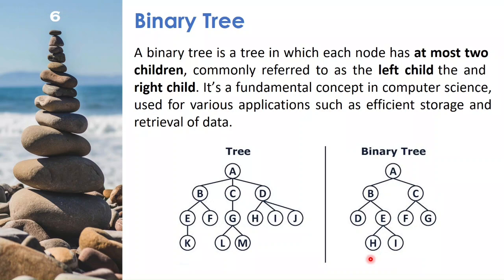bar the final level, right? Let me put it this way. It should have full nodes, full children, in each level, leaving the final level. In the final level, we have the leaf nodes, right? So they can have no children, but there's one more requirement. It should be filled from left to right.